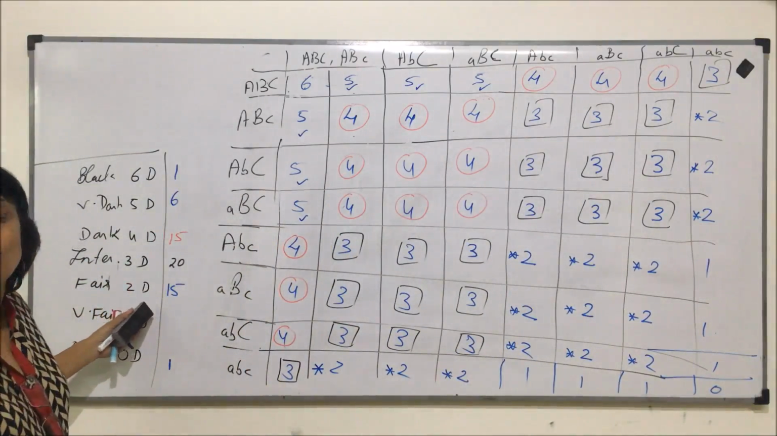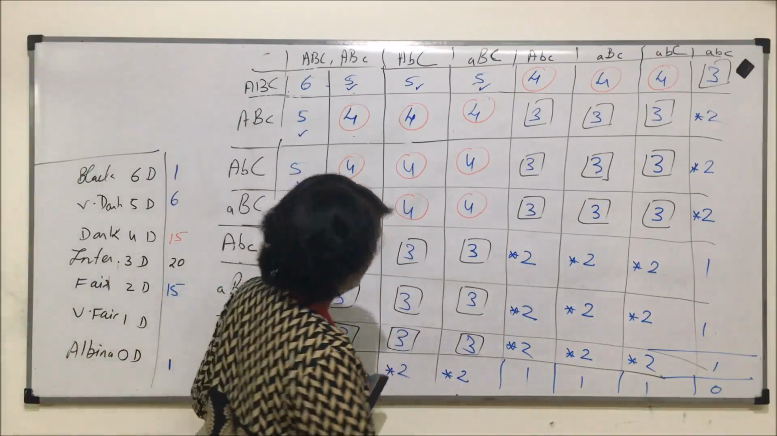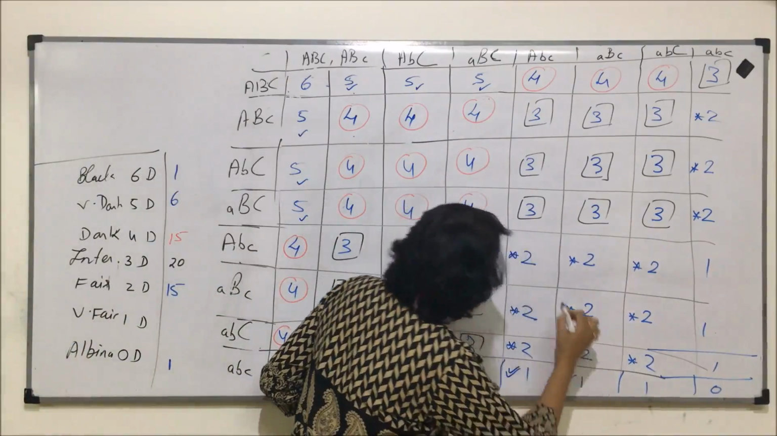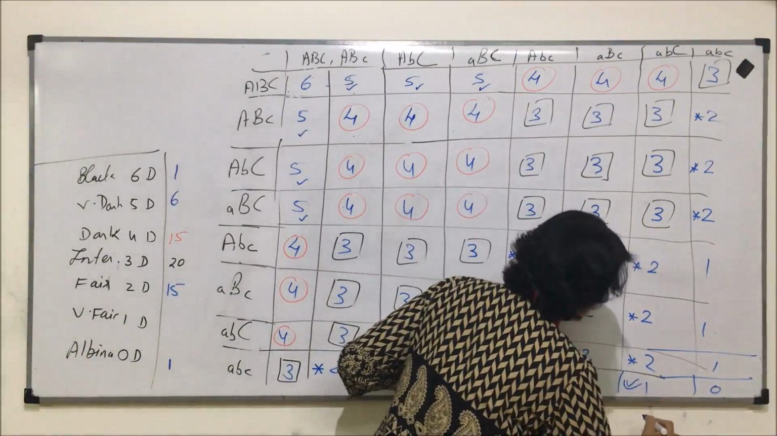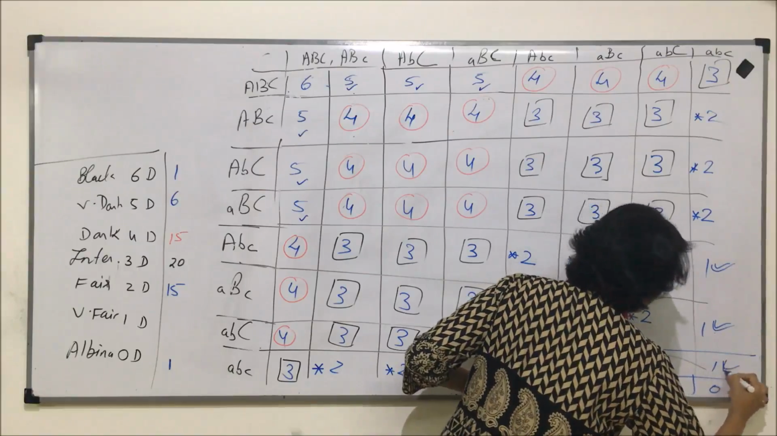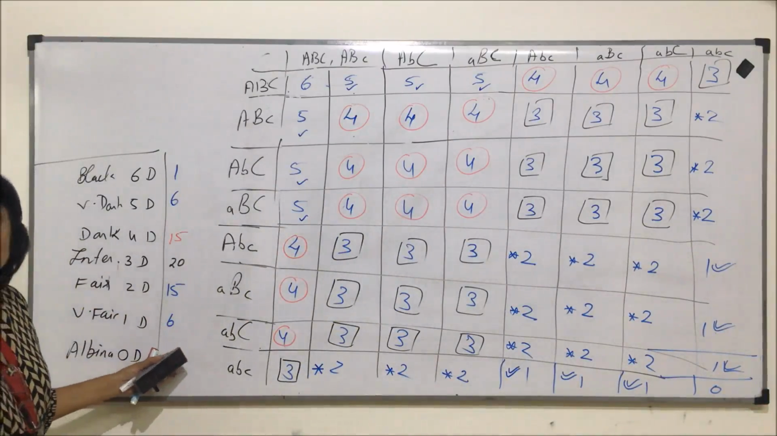Now let us see how many of them have 1. So here we are all done. So this is 1, 2, 3, 4, 5, and 6. We have 6 individuals with 1, and this one we have already written.